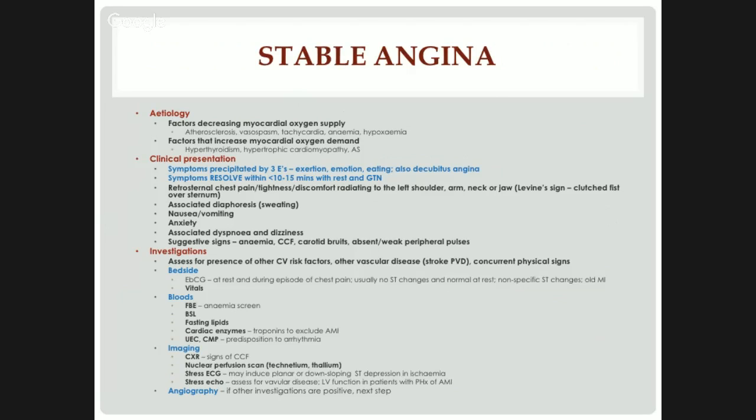In terms of your investigations, ECG, you want to make sure it's angina and it wasn't an AMI, and then look for their risk factors. And then the buzzword test you want to do is troponins, which are your cardiac enzymes, which we'll talk about in a bit, to exclude an AMI.